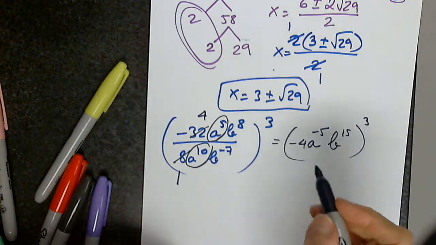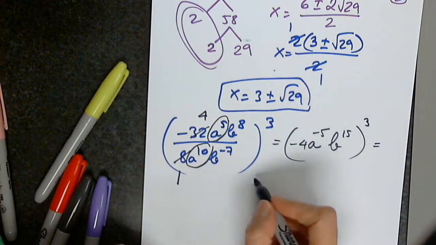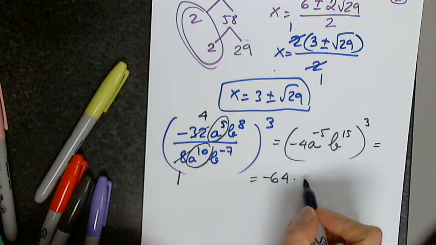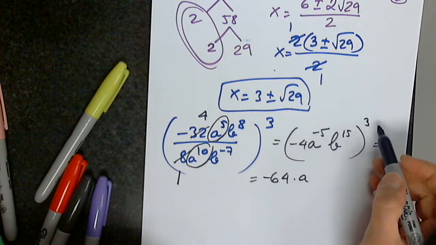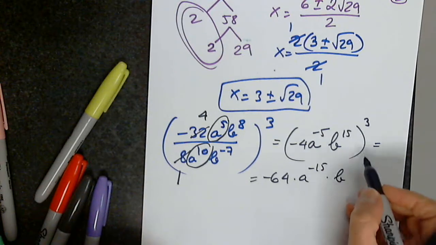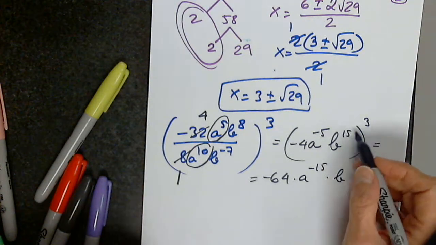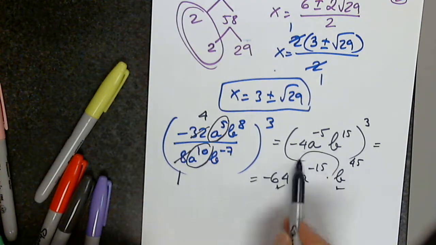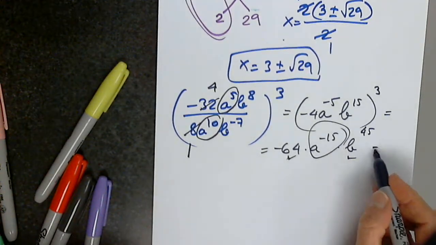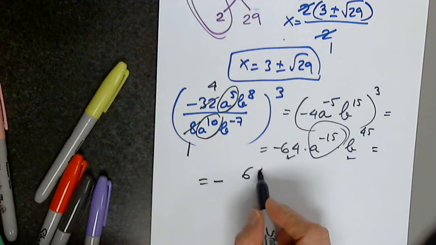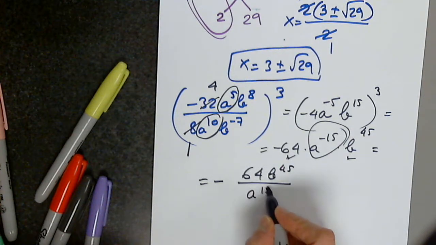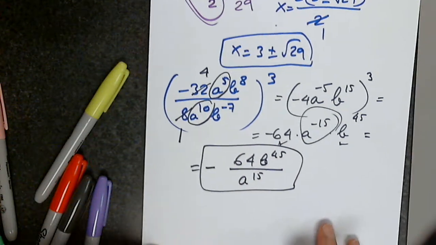So now we raise each and every factor to the third power. -4 raised to the third power is -64. a to the -5 to the third power is a to the -15. b to the 15th, 15 times 3 is 45. These will stay at the top, but this has to go to the denominator because it's a negative exponent. So -64, b to the 45th power divided by a to the 15th.